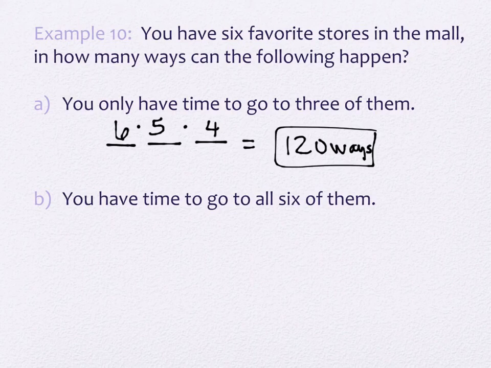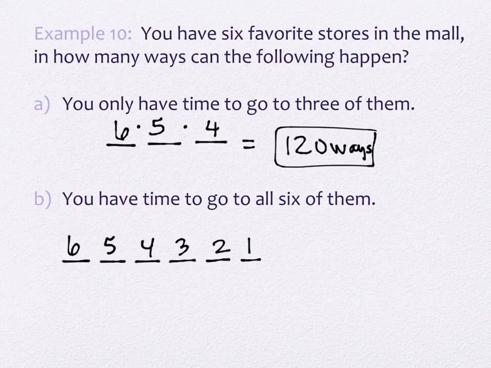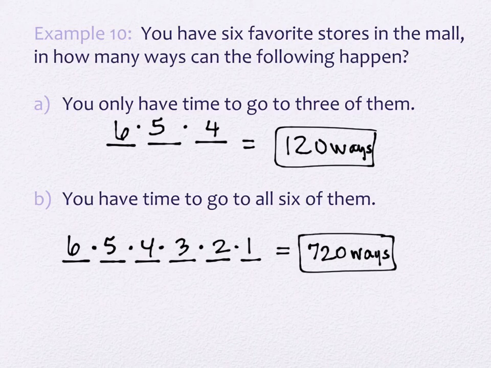Now, if I have time to go to all 6, I'll make a line for all of them. So it starts out the same. I have 6, I have 5, I have 4, and then what would I have? 3, 2, 1. And if you multiply these all together, how many ways do I have to go to my 6 stores? Shoot, this is why it takes so long when you go to the mall. 720 different ways to go to my 6 favorite stores in the mall.